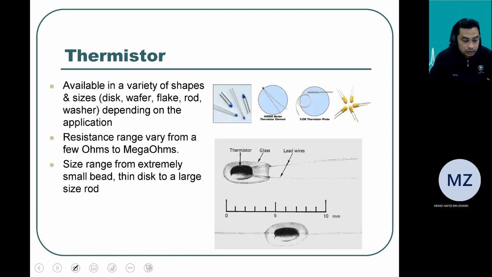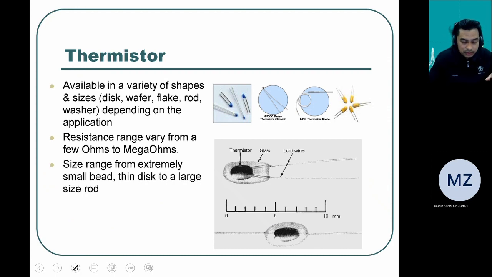Okay, so this is actually the construction of the thermistor, something like this. It's very small. If you want to look at the physical thermistor, just Google it and you can find a lot of pictures for the thermistor. The same with the RTD. If you want to see how the RTD looks like, just Google and it will show you the image of the RTD and thermistor.